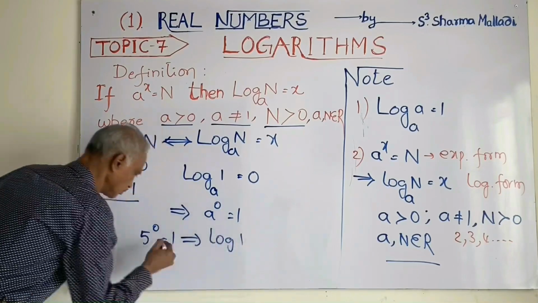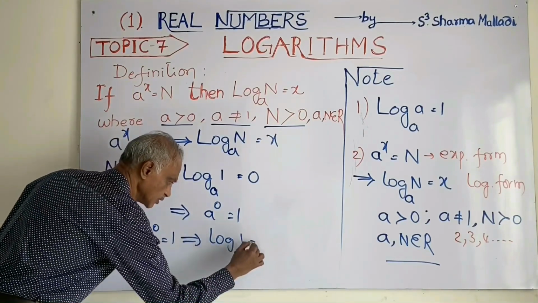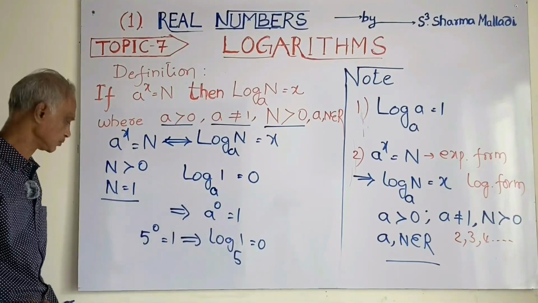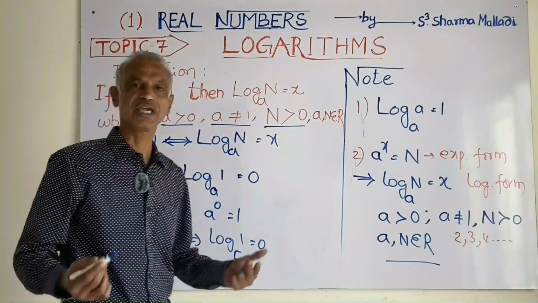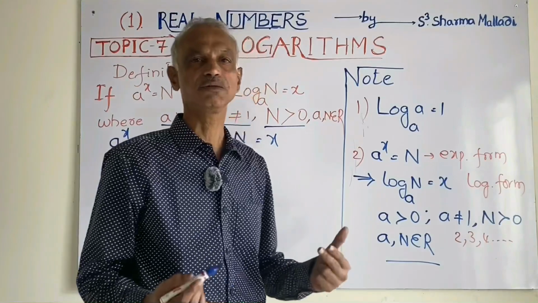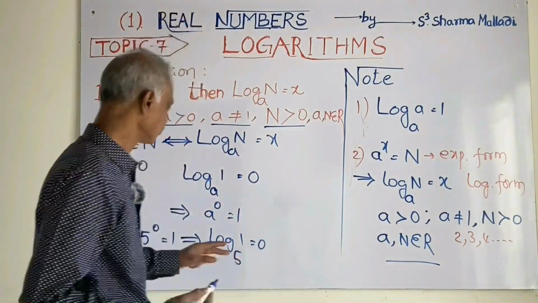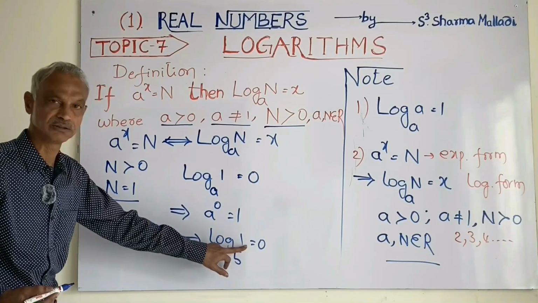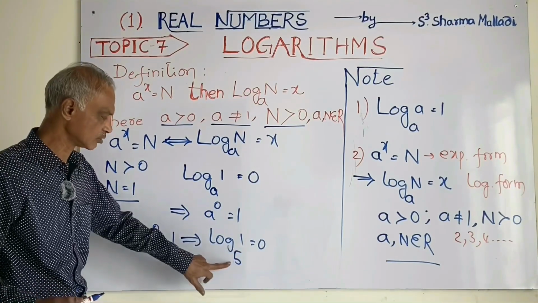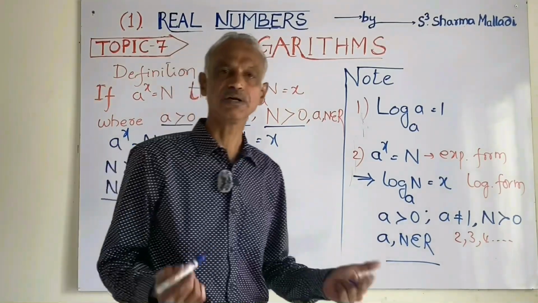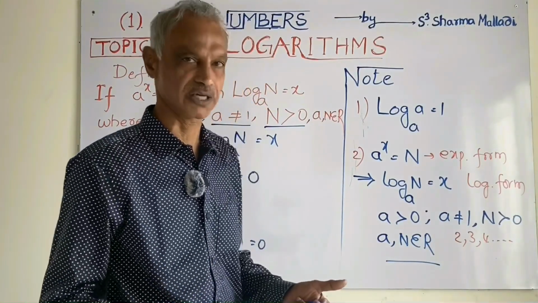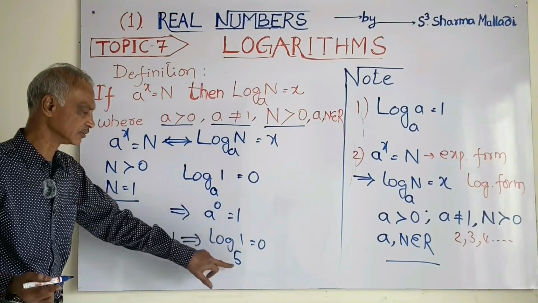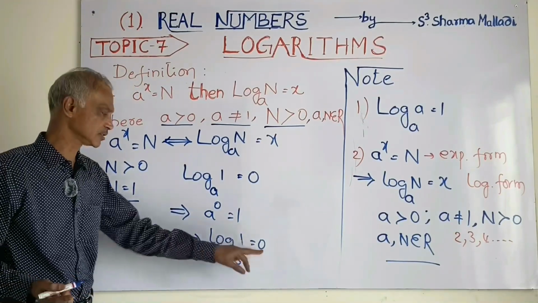Log 1 to the base 5 is equal to 0. Means 5 to the power of 0 is equal to 1. That is true. Always remember, a to the power of 0 is equal to 1. That's why you always remember log 1 to the base anything is 0. This is called common logarithm. You will have common logarithms and also natural logarithms. Now you see, log 1 to the base anything is equal to 0.